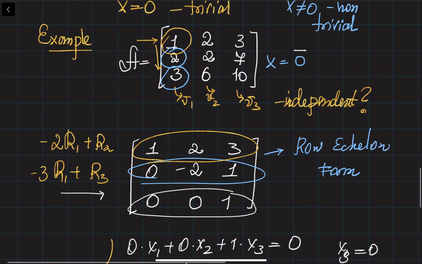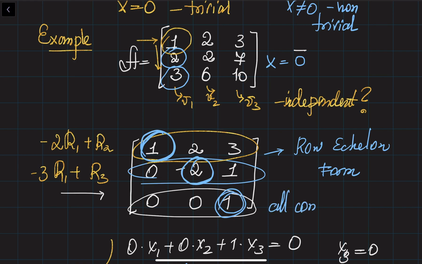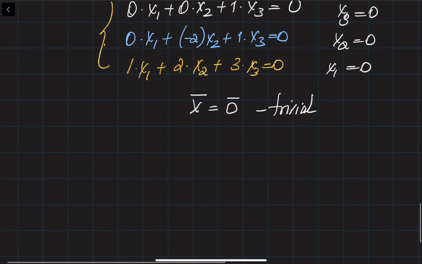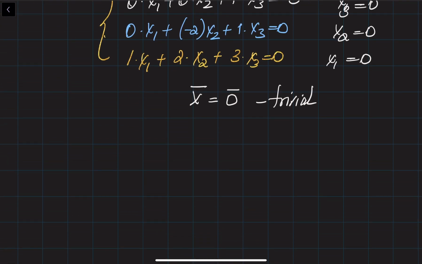And it was kind of clear from the row echelon form that they are linearly independent, because all of the columns have pivots. So we can also connect this with the rank. All matrices with full column rank have linearly independent columns, right? So now let's consider an example of linearly dependent columns.